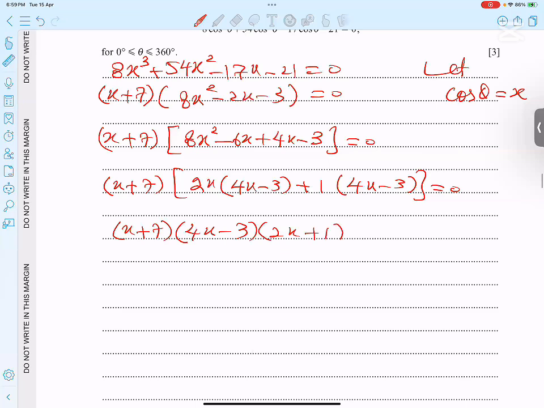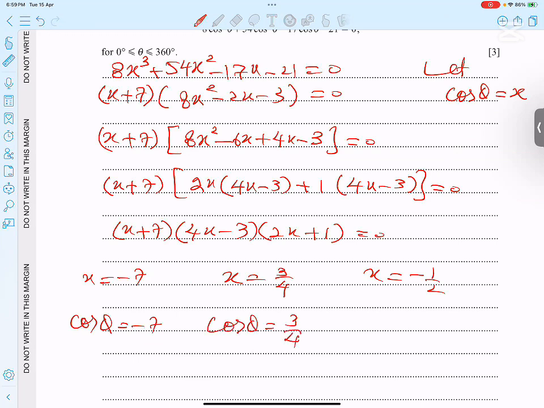I got 3 answers. One is negative 7, one is 3 upon 4, and one is negative 1 over 2. Now I plug in all three numbers back in the equation, so I got cos theta is equal to negative 7, cos theta is equal to 3 over 4, cos theta is equal to negative 1 over 2.